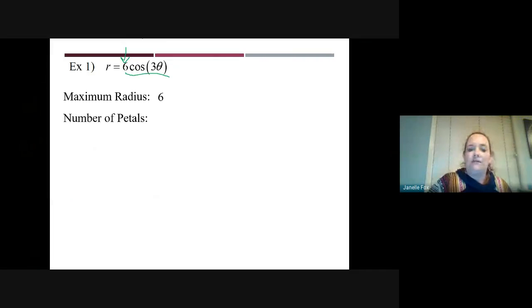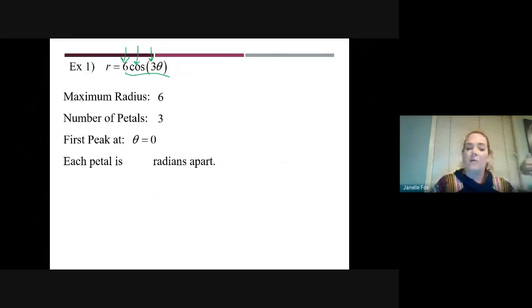Okay, how many petals is it going to have? We draw our attention to this number right here, and this is an odd number, so it's going to be 3 petals. Remember, odd man out. Okay, where's the first peak? Well, because it's cosine, it's going to start right there at the positive x-axis when theta equals 0. And then how far apart are they?